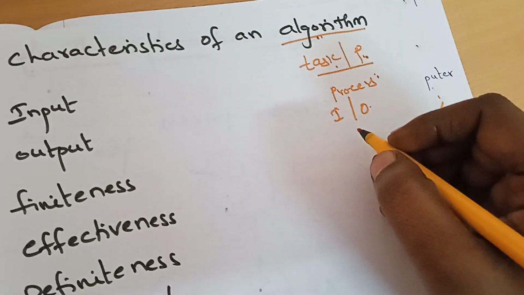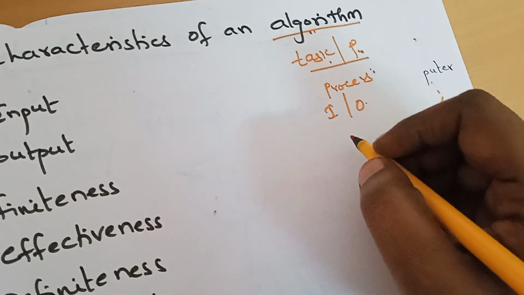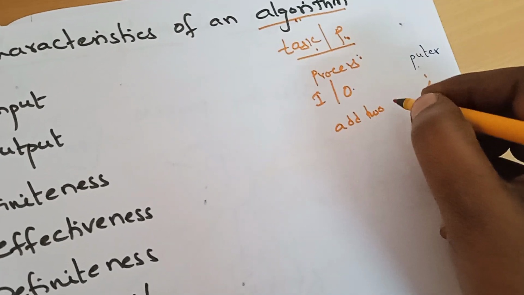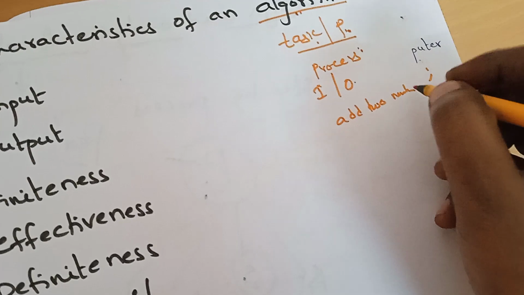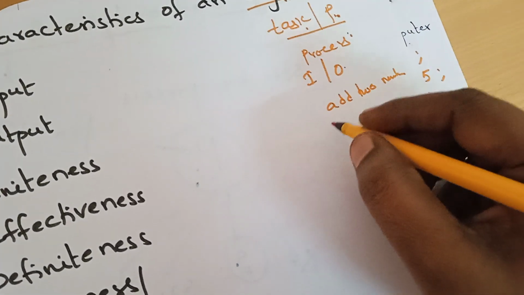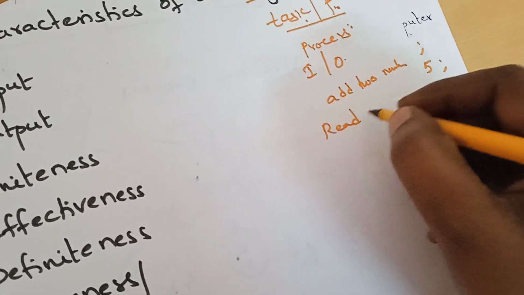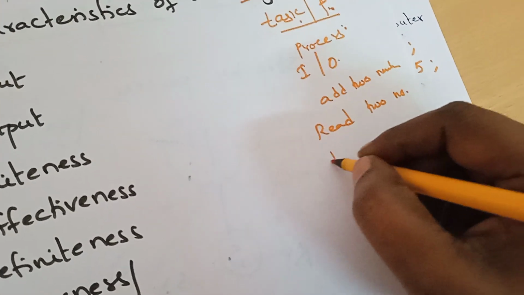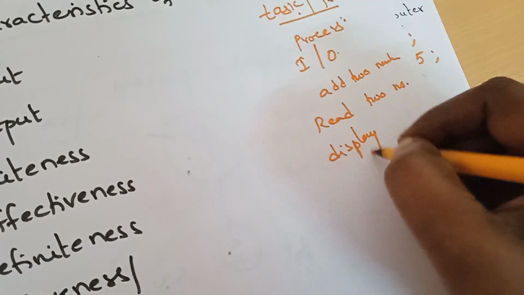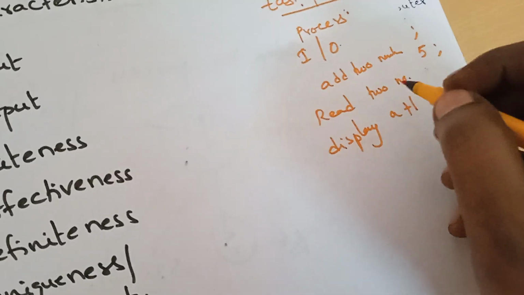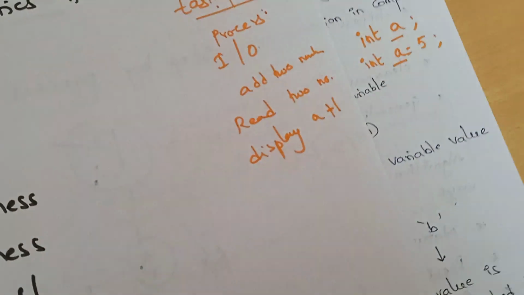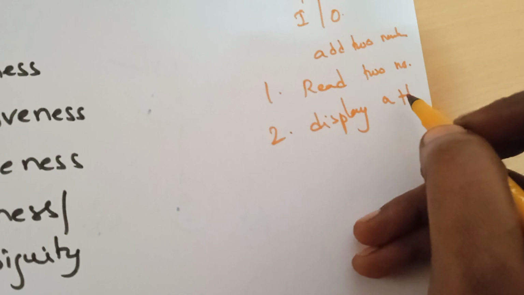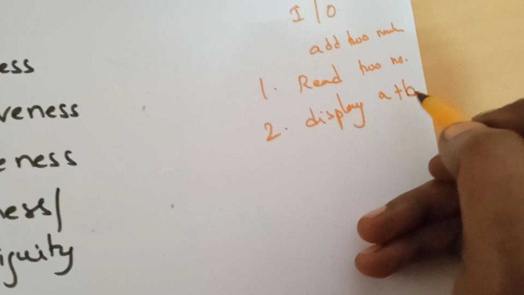Let's take an example. My task is to add two numbers. What is the process I'll follow? I'll read two numbers, and I'll display the sum of the two numbers, that is a plus b.